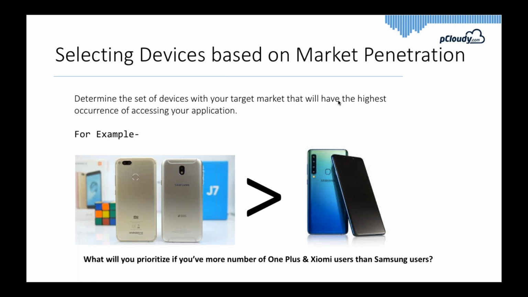So, for example, in a market like India, OnePlus and Xiaomi have a huge market share, along with Samsung. Can you really afford to test just on Samsung, or would you like to test on OnePlus and Xiaomi as well? And if you combine the three, can you cover, let's say, 50–60% of the market share? That's the kind of analysis you can do, and come up with your device set so that you are covering a maximum market penetration.